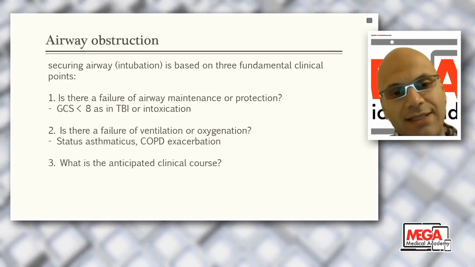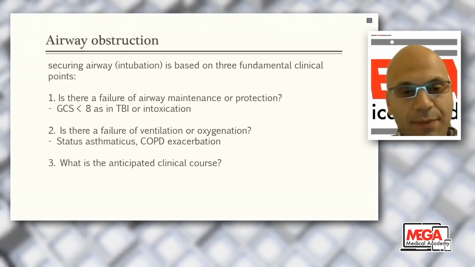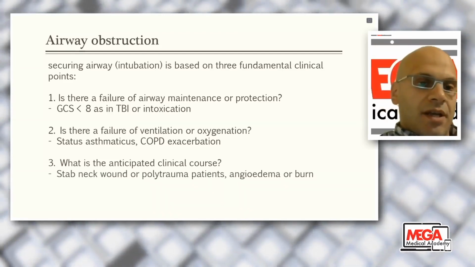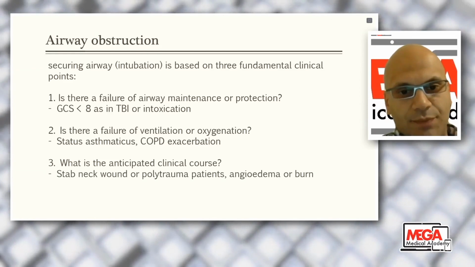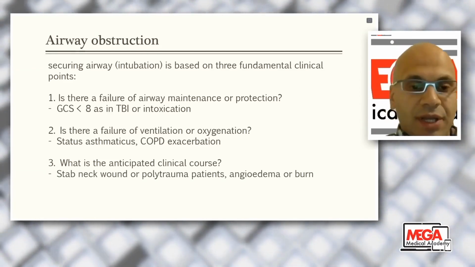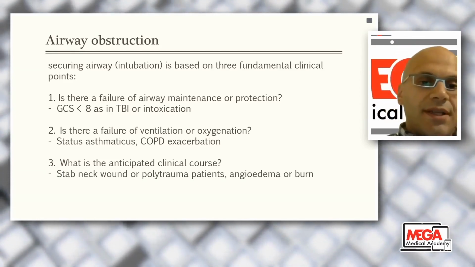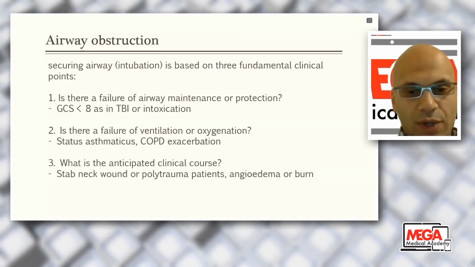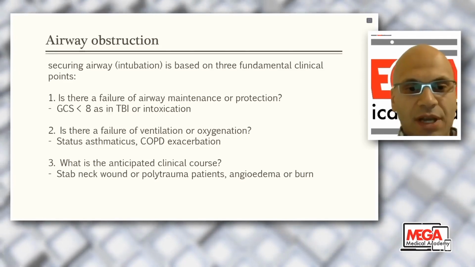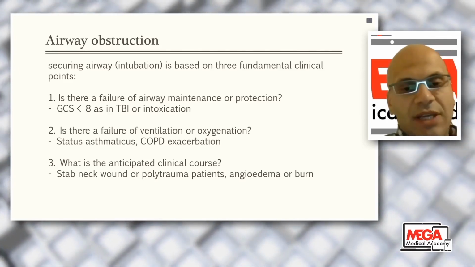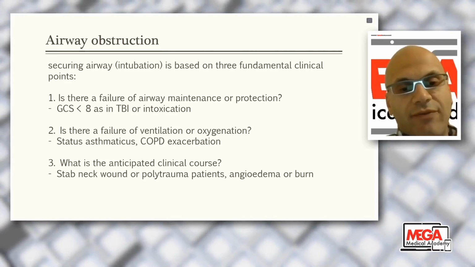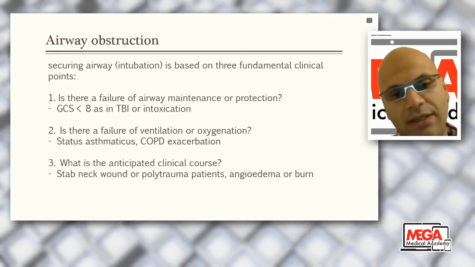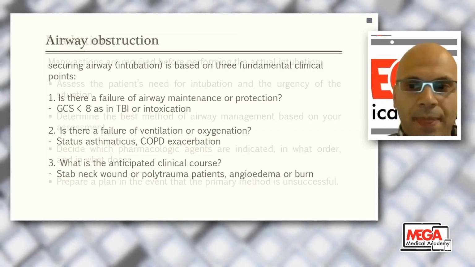And what is the anticipated clinical course? This is very important and really depends on the experience of the anesthetist. For example, a stab neck wound, polytrauma patient, angioedema, and burns. Those kinds of patients can present in the A&E asymptomatic from the airway point of view, or with mild symptoms, but suddenly they can be rapidly progressive and you have complete airway obstruction. So you have to be ahead of them and anticipate the progress of this disease.